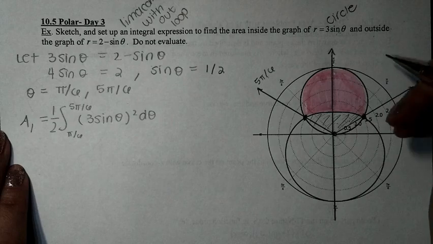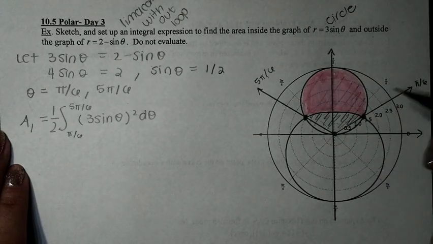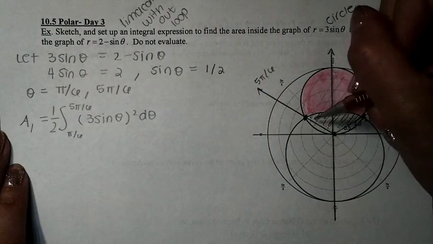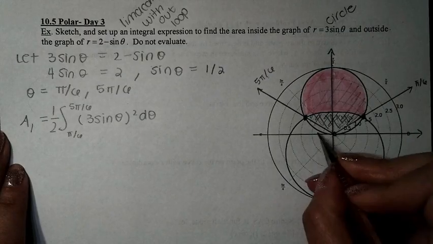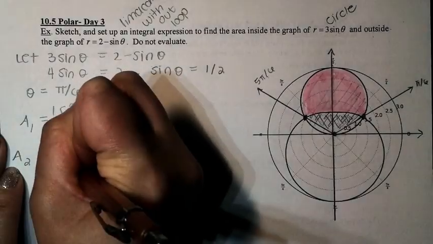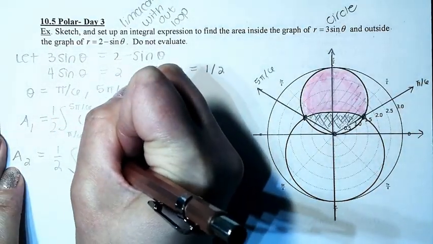Area 1 is practically all of this, all of that. But I want to remove this area that I have here. Let's call it area 2. So area 2 is going to be equal to 1/2 integral from pi over 6 to 5 pi over 6.